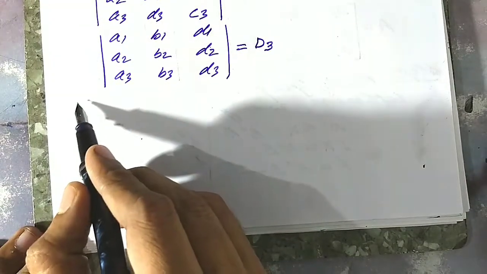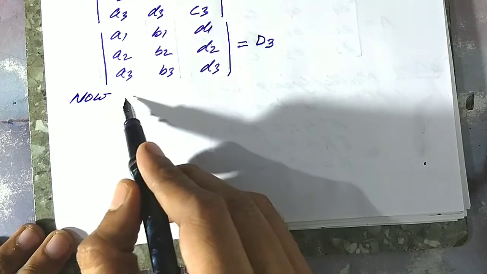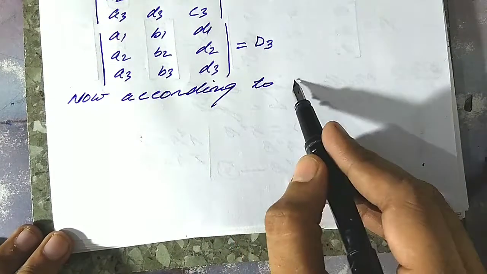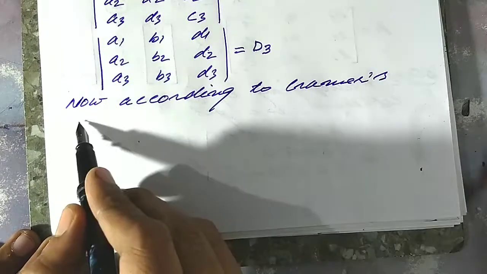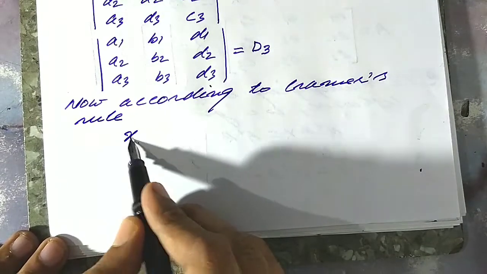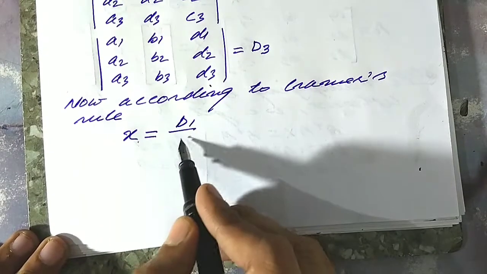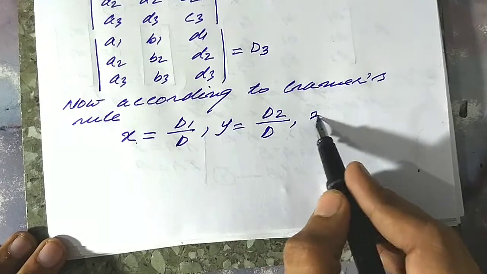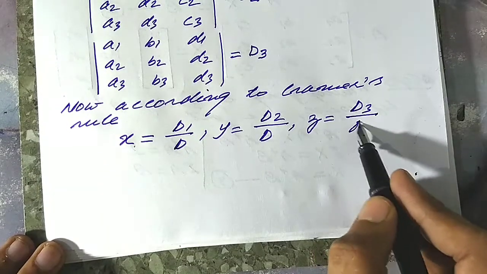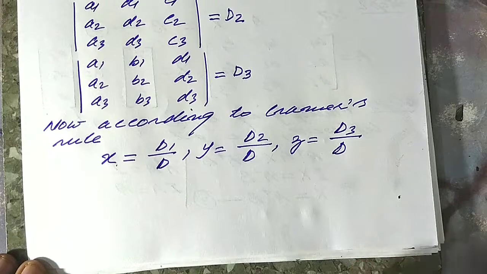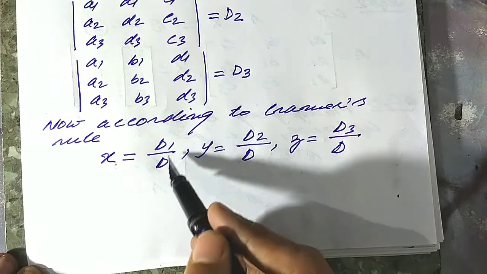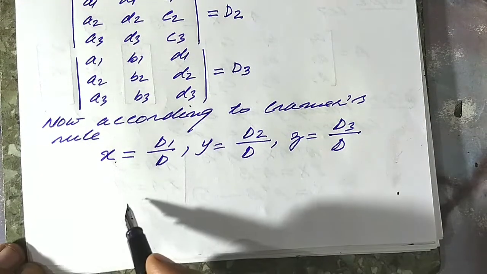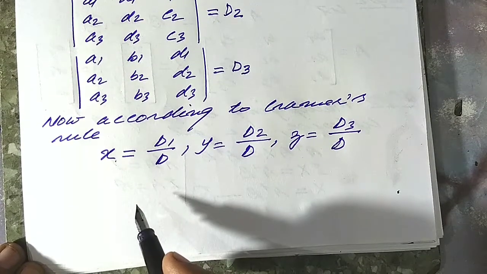Now, according to Cramer's rule, x is equal to D1 upon D and y is equal to D2 upon D and z is equal to D3 upon D. So evaluating D, D1, D2, D3, we substitute these values in these three expressions, and in this way we find the value of x, y, z, that is the solution of the given simultaneous equations.